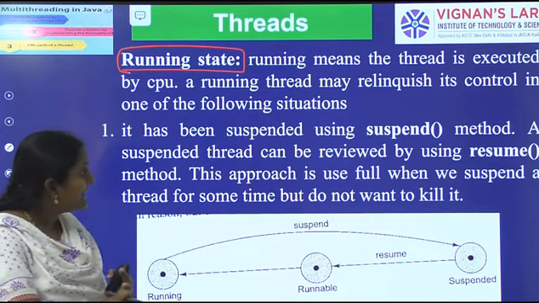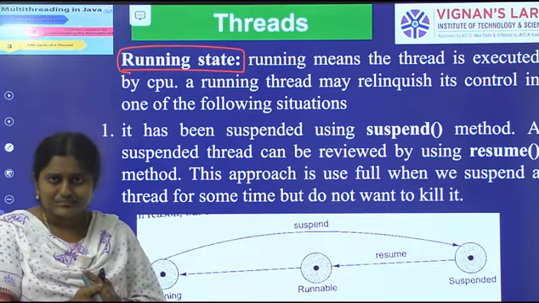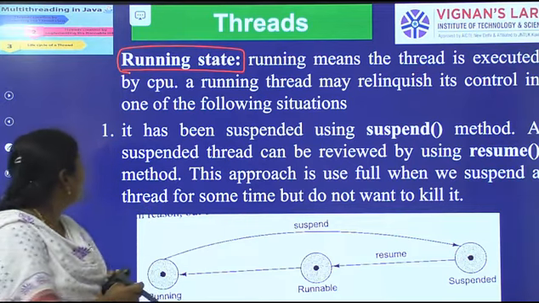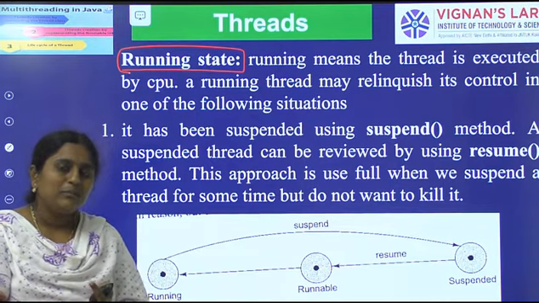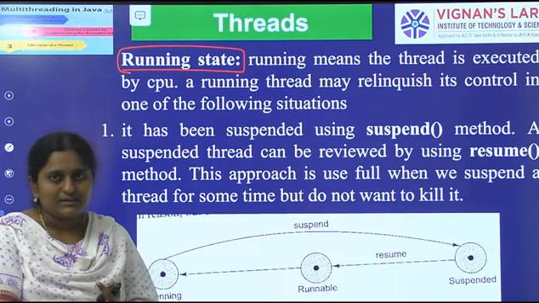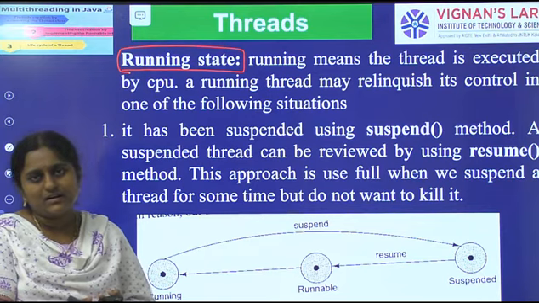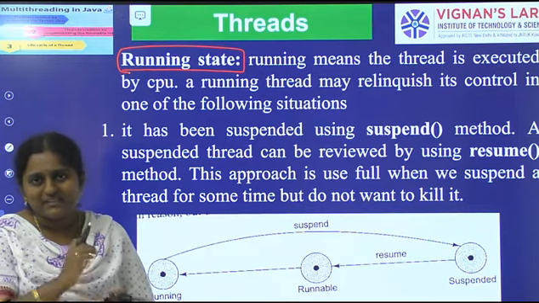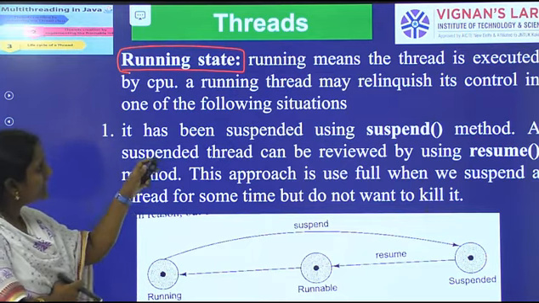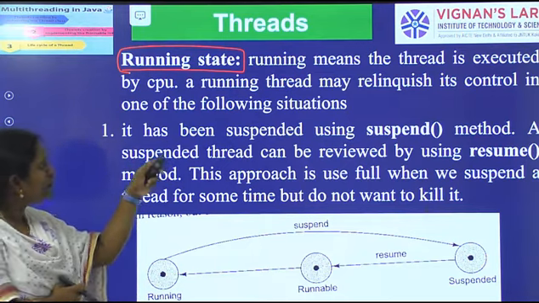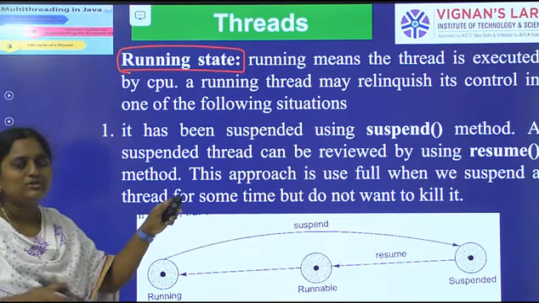In this state, a running thread may relinquish control in one of the following situations. Already I told you, in the running state, if any interrupts are there, the thread will move to the blocked state. If no interrupts are there, the thread will call the stop method and finish its execution, finish its task. Let us see the first one: it has been suspended using the suspend method.